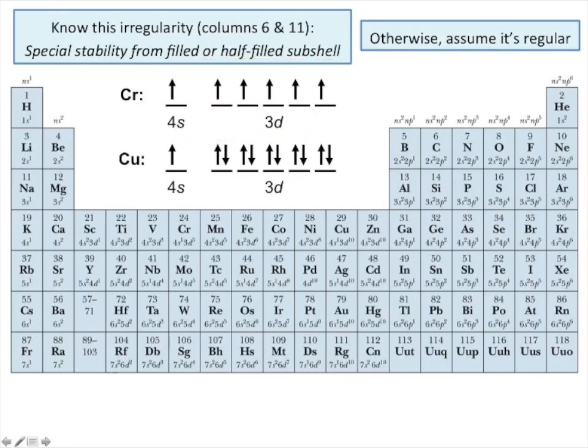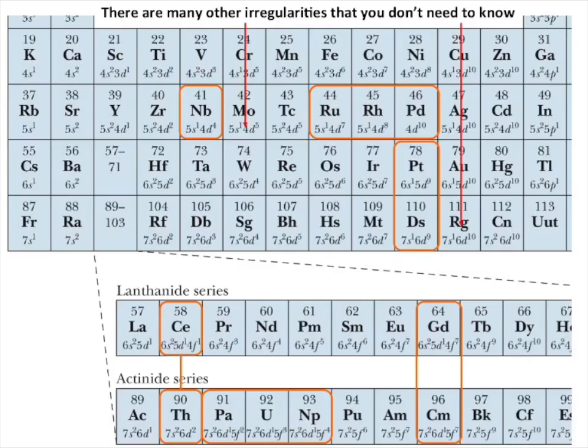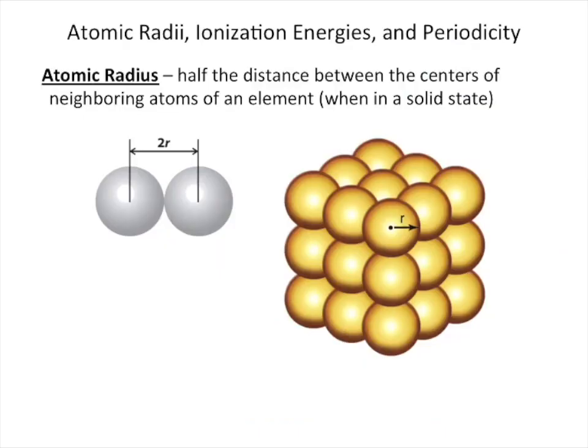Okay, so that's the irregularity I want you to know. There are plenty of other irregularities in the periodic table that you don't need to know, but I highlighted them here in case you find that interesting. And there we go. So the next thing we need to talk about in this video is some periodic trends. Now, previously we talked about ionization energy, where the first ionization energy increases as you go up and right in the periodic table.